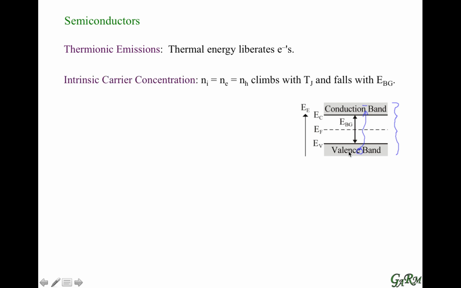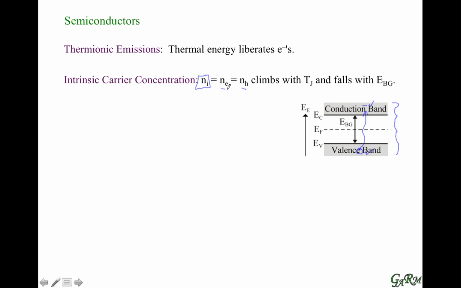So the intrinsic carrier concentration is basically the concentration of these electrons that are generated from thermal excitation and the concentration of holes. Since each electron creates one hole, the electron concentration is equal to the hole concentration, and that is equal to what we call the intrinsic carrier concentration.